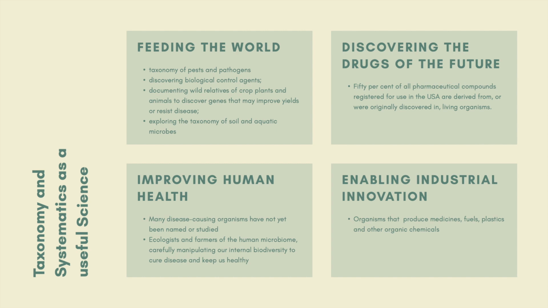But that's just me. If we look at systematics and taxonomy from a utilitarian perspective, we can see that it is a way to feed the world, through the study of pests and pathogens, how to cure them, these biological agents, and improve the yields, and also for discovering the drugs of the future.